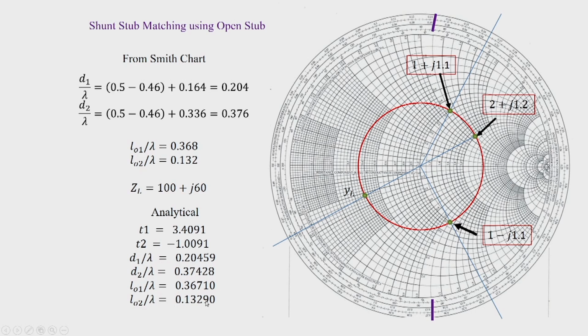So, we can see that the solution for D1, D2 and L1, L2 obtained graphically from the Smith chart is quite close to the solution that is obtained analytically. So, we have seen how we can do impedance matching using single stubs, either series or shunt stub.